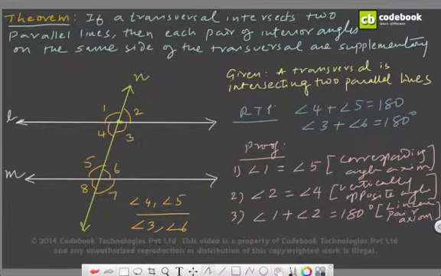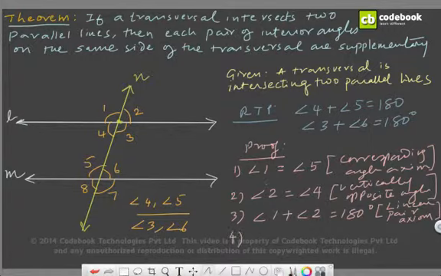The axiom states that if a ray is standing on a line, then the sum of the adjacent angles thus formed is equal to 180 degrees. Here, if you observe, we have a ray standing on line L and forming angles 1 and 2, which are adjacent to each other. So the sum of angles 1 and 2 is equal to 180 degrees.